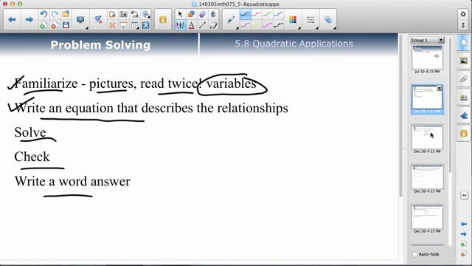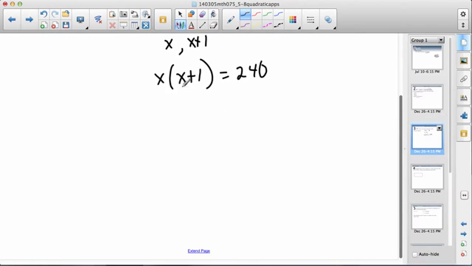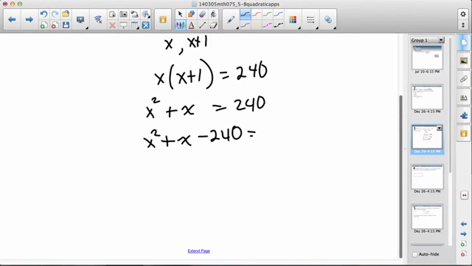Next step, solve. So to solve this equation, we learned in the last section that we need to get everything over to the left side. And we didn't have these brackets in the other one. So let's multiply these together. x times x would be x squared. x times 1 would be 1x. And then is equal to 240. Then we'll bring the 240 over, so I'll have x squared plus x minus 240 is equal to 0.